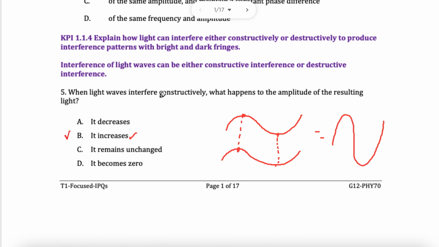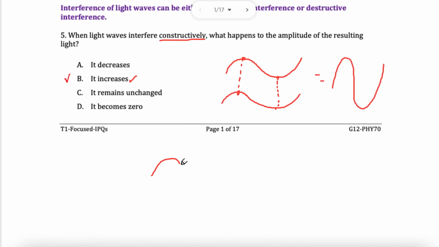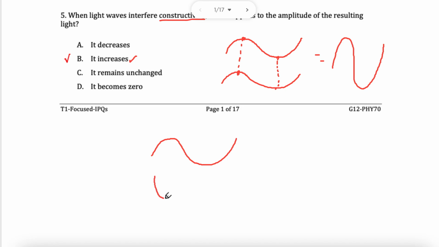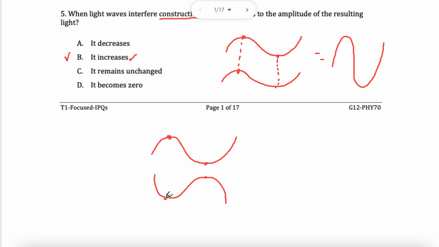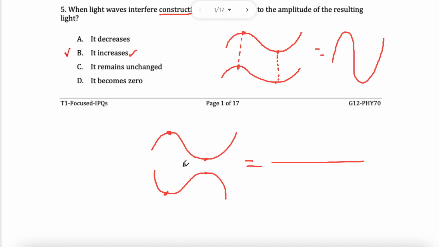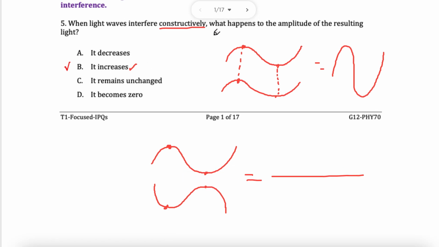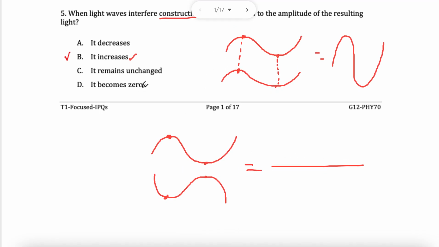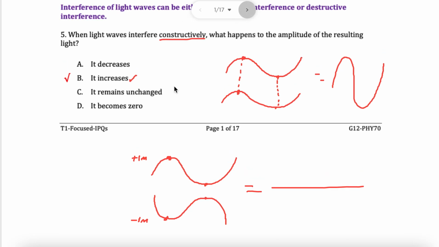However, if the question said destructively instead, it would be the opposite. You would see the crest meeting the trough, plus and minus. They will cancel each other out, so you would pick decreasing. It would only become zero if they are perfectly out of phase, exactly opposite each other. If this was plus 1 meter and this was minus 1 meter, that will become zero, of course. So it would depend on the question.